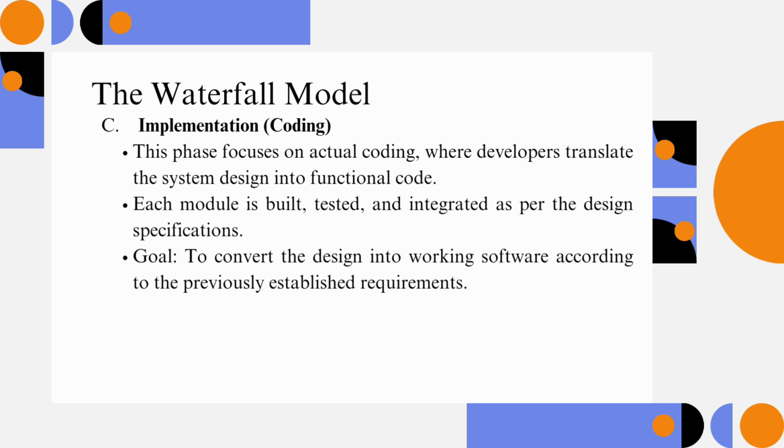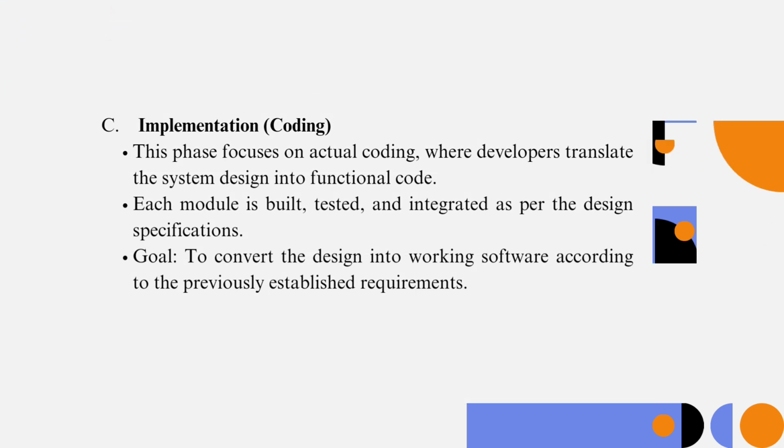C. Implementation, coding. This phase focuses on actual coding, where developers translate the system design into functional code. Each module is built, tested, and integrated as per the design specifications. Goal: to convert the design into working software according to the previously established requirements.